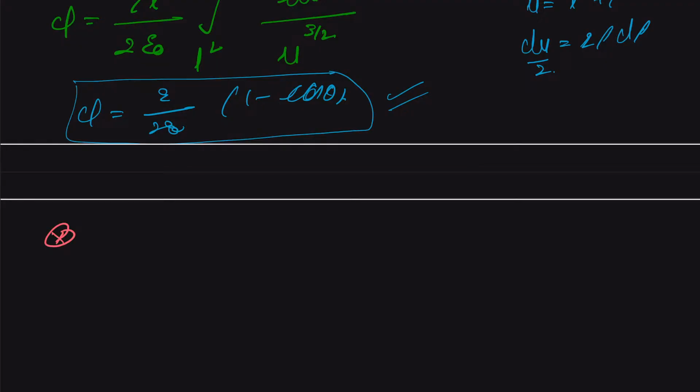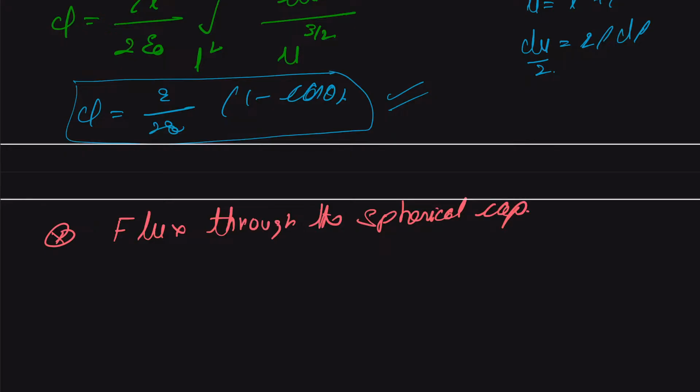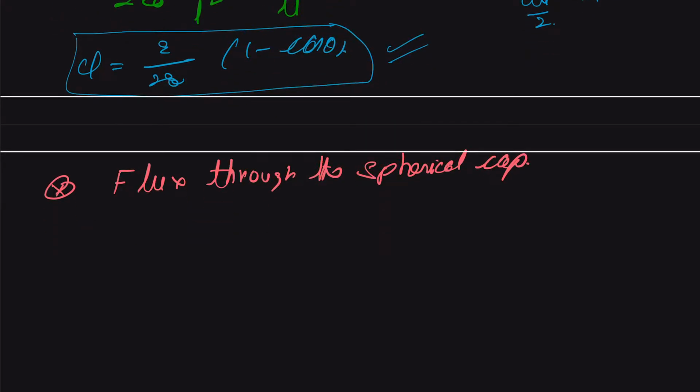And for part B, we can also use the more traditional way. In part B, we are supposed to find the flux through the spherical cap. Like in the initial discussion, we said that our electric field is normal everywhere. Therefore, we can say that E dot dA can be written as E dA.